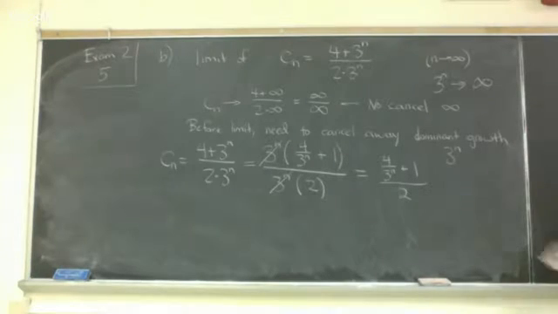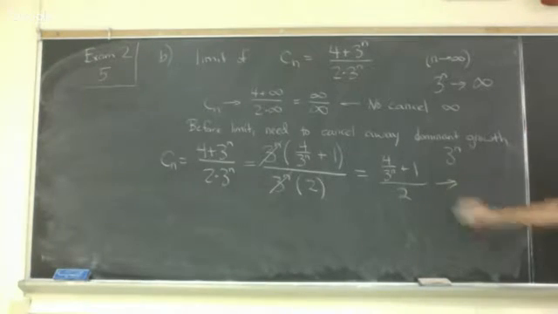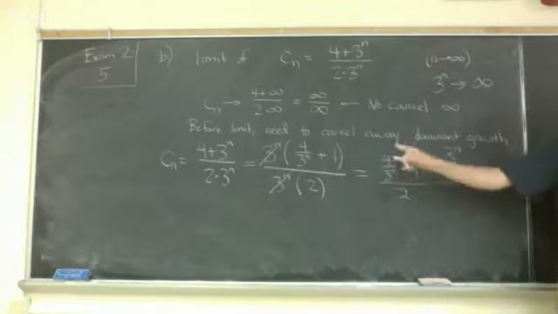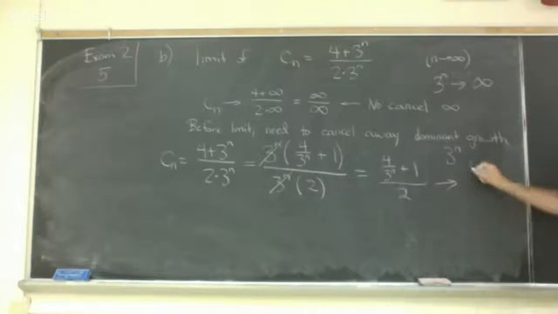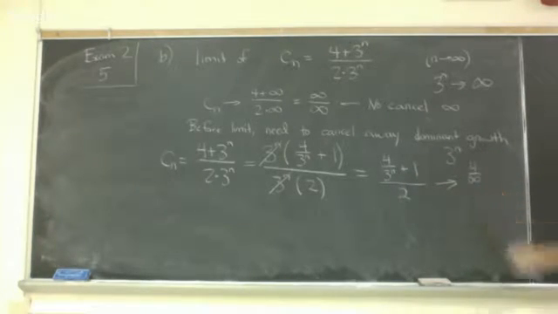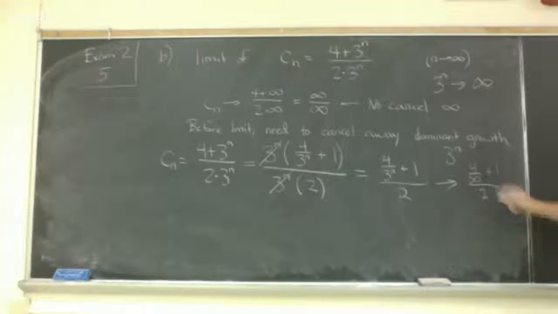Now what happens when n goes to infinity? What happens to 4 over infinity? It's a 0. Plus 1 over 2. And so this is 0, and I get a limit of a half. That's how that works. Okay?